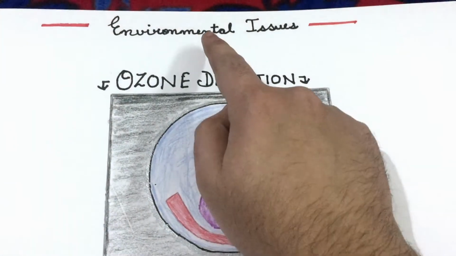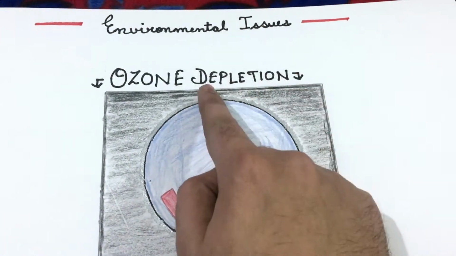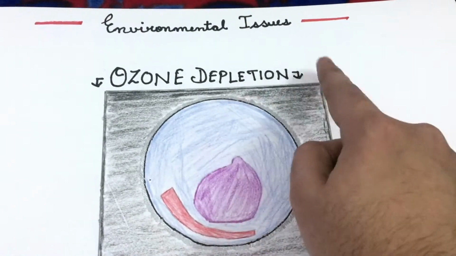Hello students, this is the seventh video of Environmental Issues, and the topic of today is ozone depletion. So let's start.